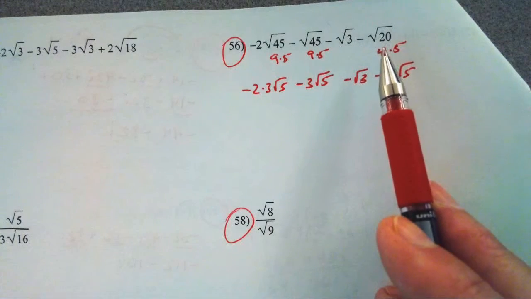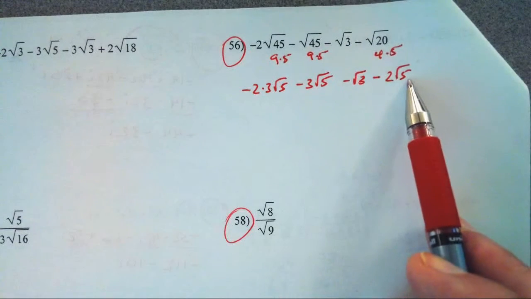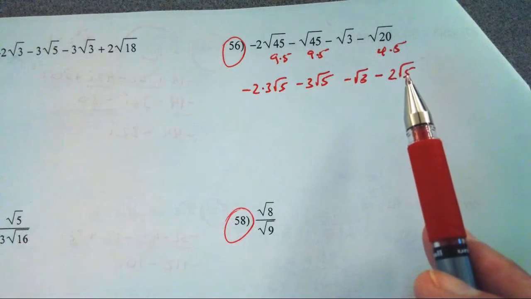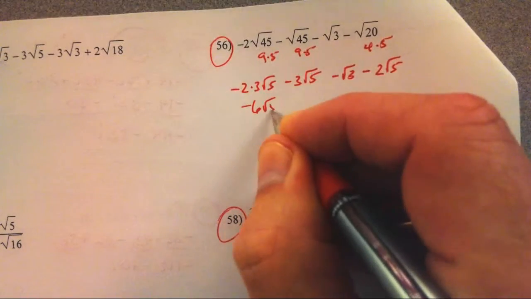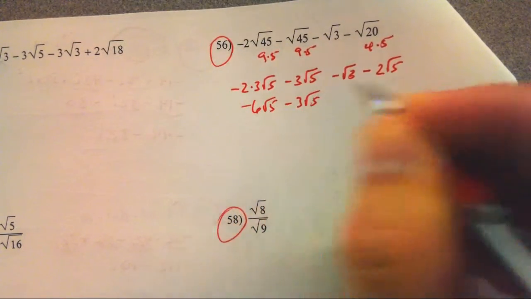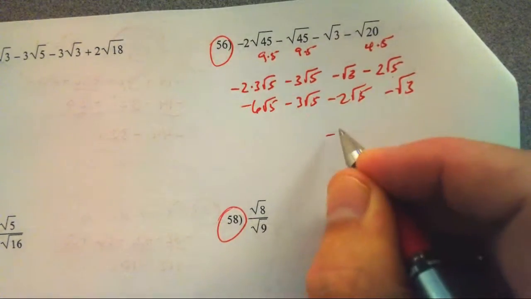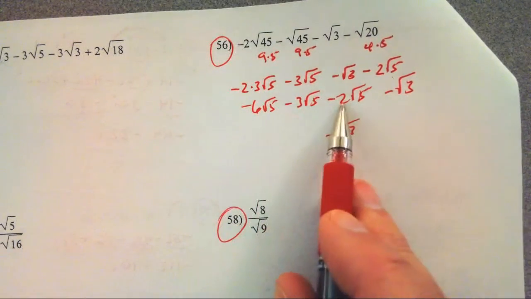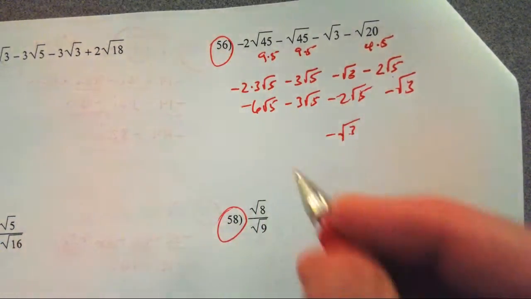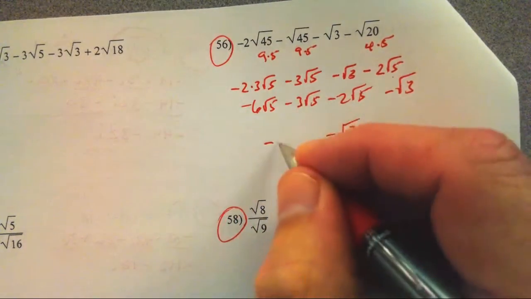20, sure, 2 times 10, 4 times 5, 1 times 20, but 4 times 5, 4 is a perfect square. 2 root 5. I think you guys are okay there, right? I need feedback. Nod, no dog cheese. All right. Okay, so I've got -6 root 5s and -3 root 5s. I'm going to put this one over here. -2 root 5s and a plain old minus root 3. Nobody combines with them. But minuses mixed with minuses mixed with minuses, they all get along. I'm just adding them up and I end up with a bunch of negatives. 6 and 3, 9 and 2, 11.